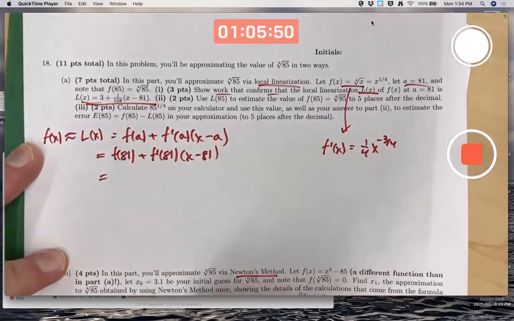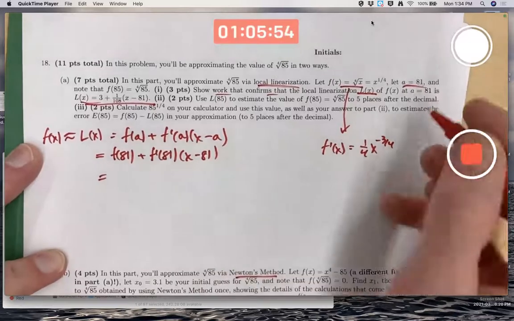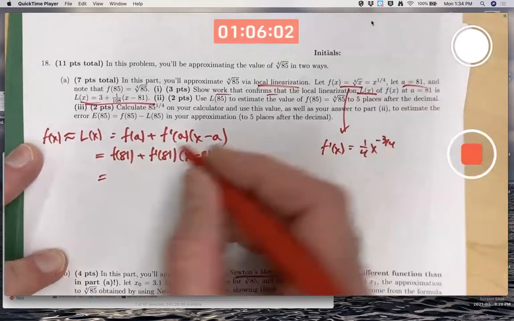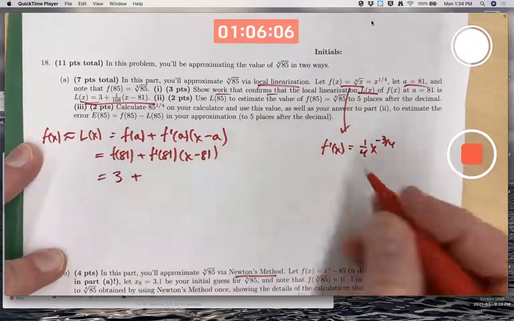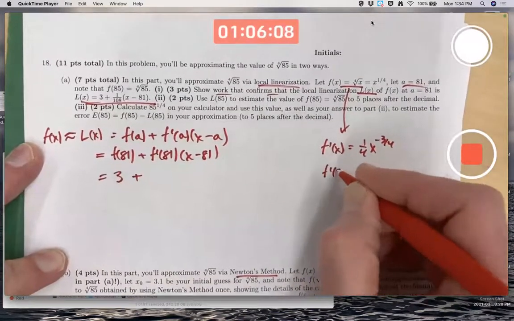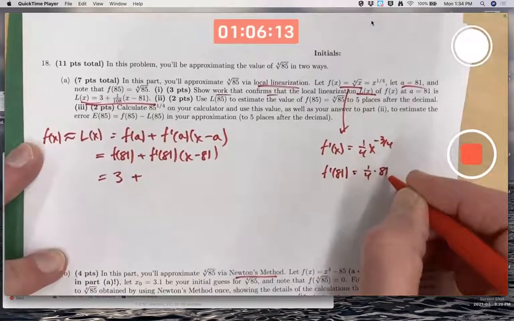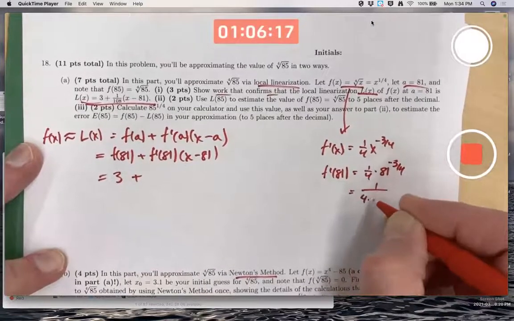What's f of 81? What's the fourth root of 81? Should be able to do that in your head. I made it nice. The fourth root of 81 is a small number, 3. 3 to the fourth is 81. f prime of 81, I need f prime of 81. That's 1/4 times 81 to the negative 3/4. Yeah, you could use your calculator, but you could also just think about it.